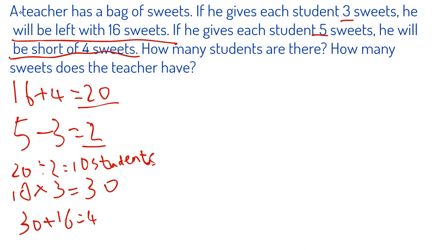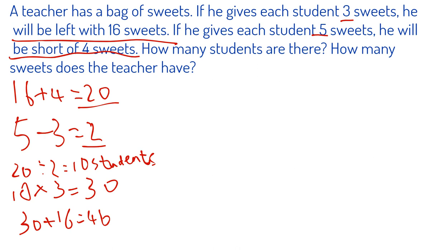So why should we do this? Okay, so here we already know that he gave each student 3 sweets. So 10 students will receive 30 sweets. And of course, it said that he will be left with 16 sweets. That means we shall add 16 to the 30 we get, and we will get 46.